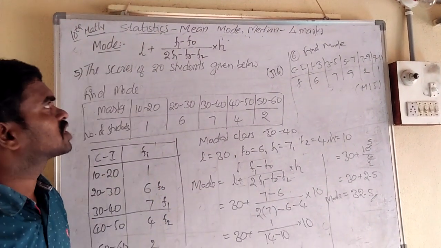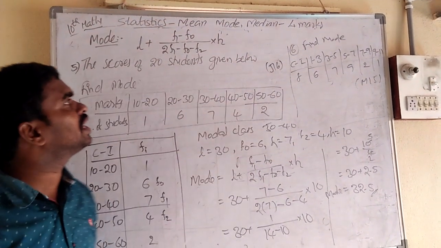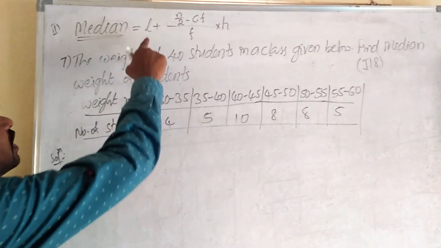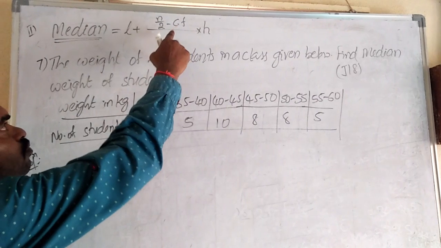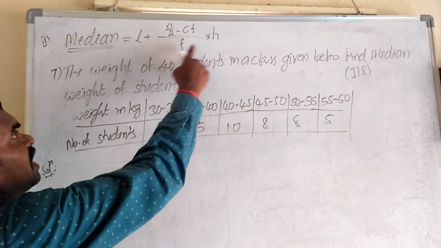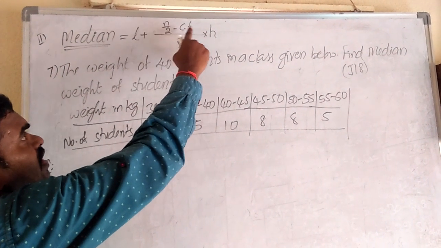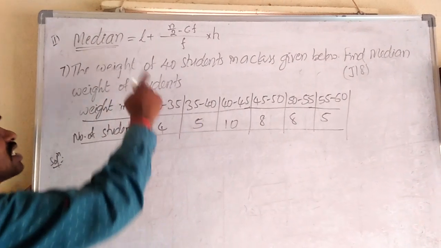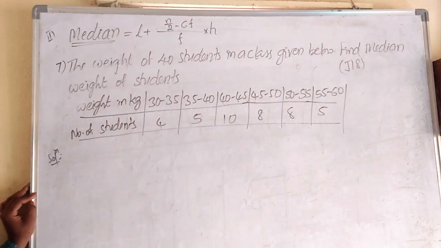Okay? Next, the last method is median. This is the last one. Median concept, the third one: L plus n by 2 minus CF by F into H. F means frequency, H means height of the class interval, CF means cumulative frequency, N means number of observations, L means lower boundary of median class.